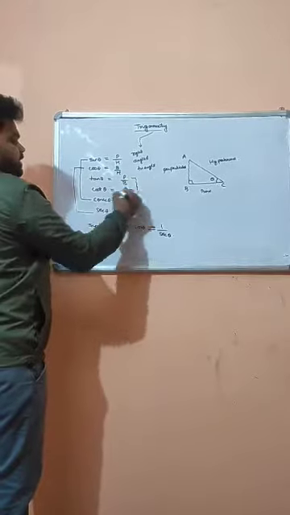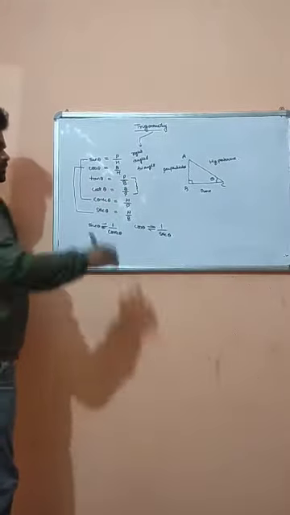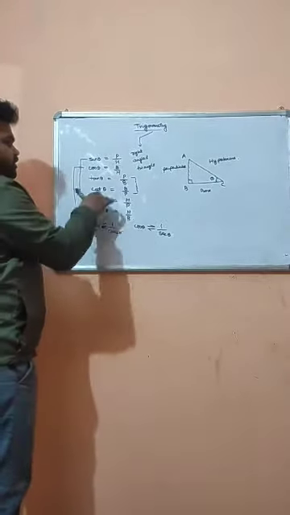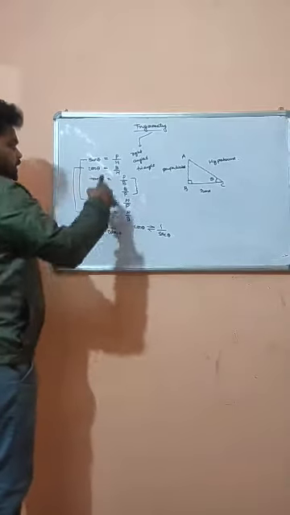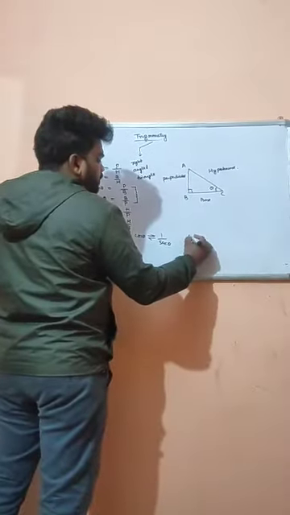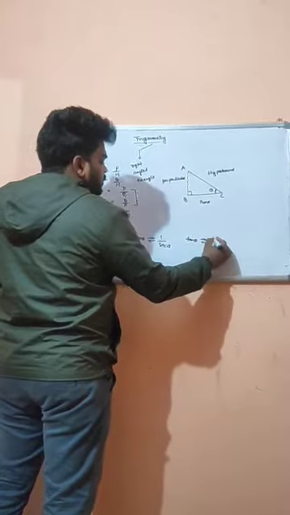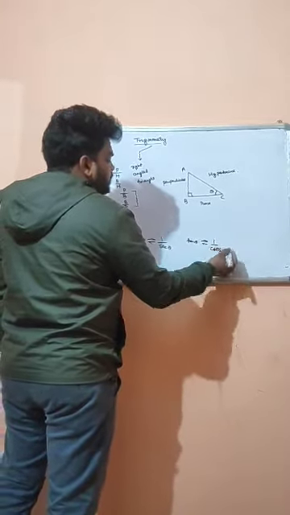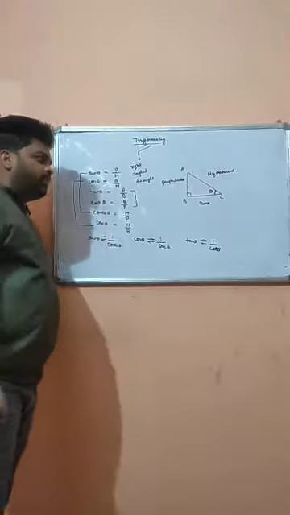Finally, we can see the relation between tan theta and cot theta. Tan theta is perpendicular upon base and cot theta is base upon perpendicular. It means they are also reciprocal. It means tan theta is equal to 1 upon cot theta, or cot theta is equal to 1 upon tan theta.